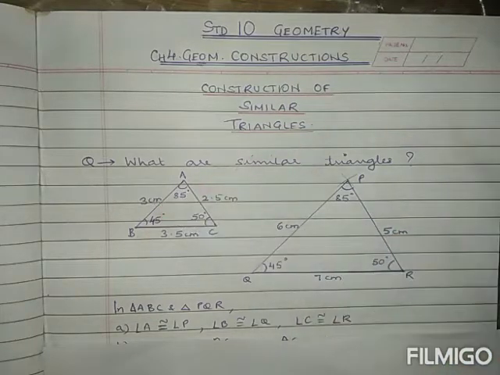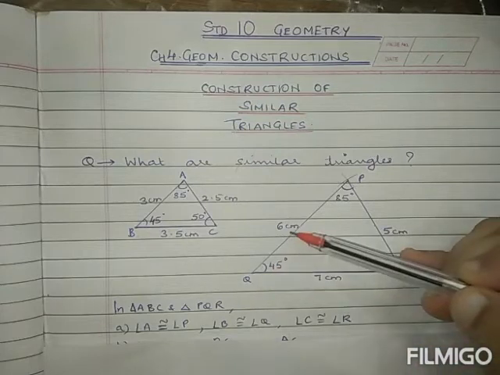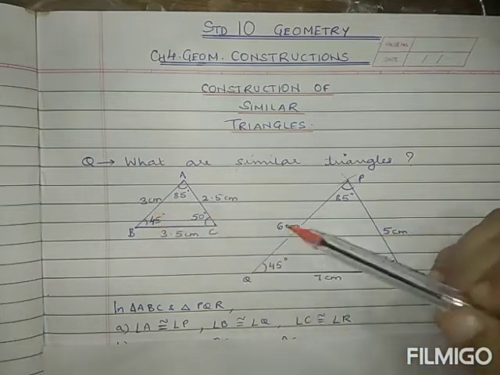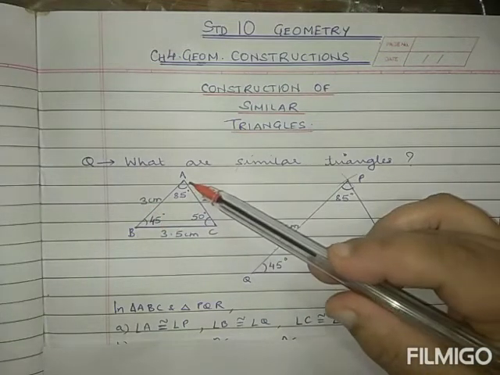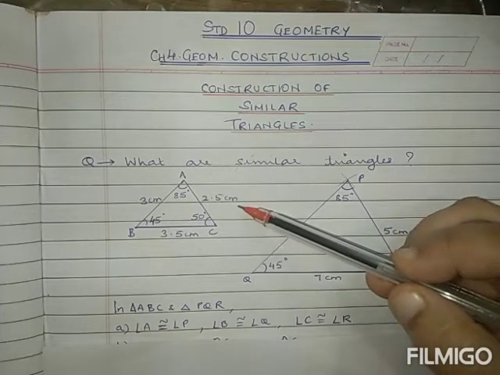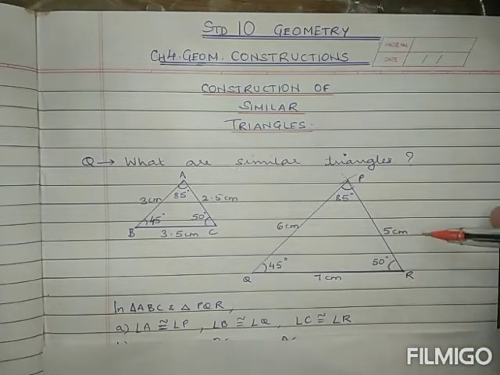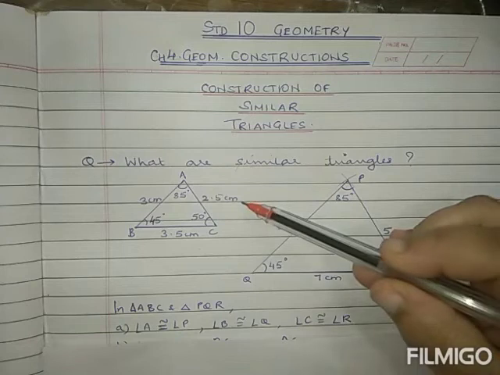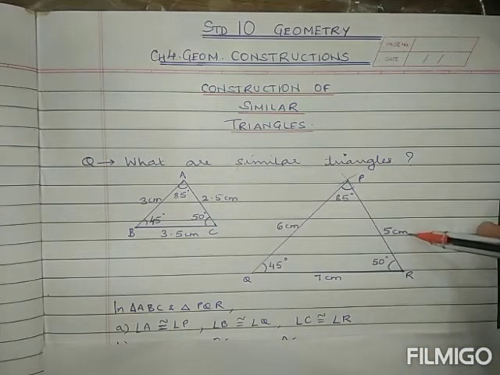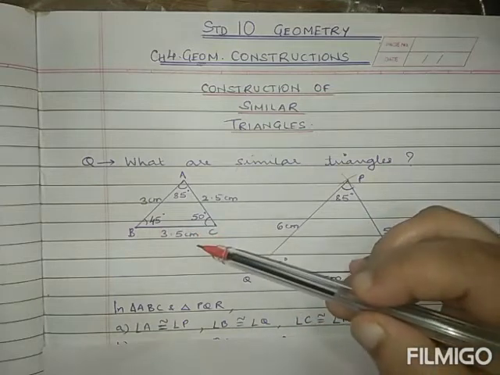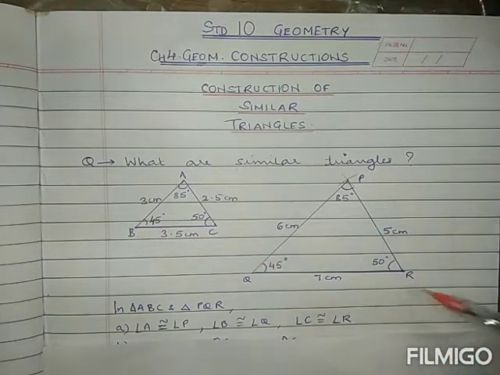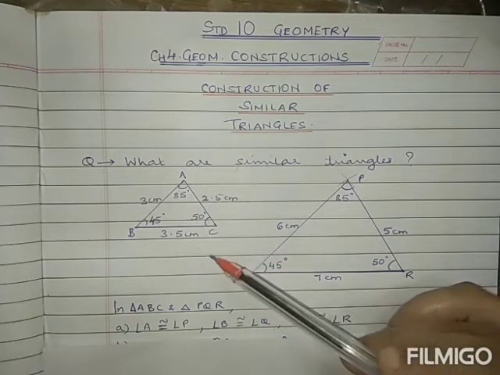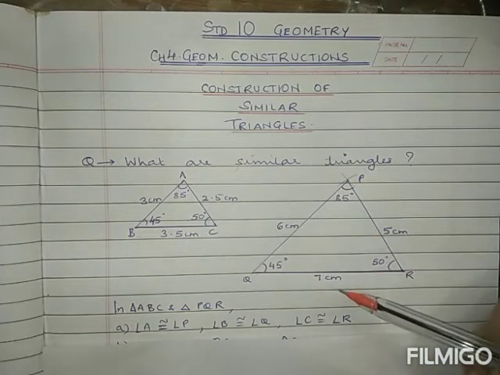AB measures 3 centimeters. PQ measures 6 centimeters. 3 and 6. So 3 is half of 6. AC measures 2.5 centimeters and PR measures 5 centimeters. 2.5 and 5. So 2.5 is half of 5. BC measures 3.5 centimeters and QR measures 7 centimeters. 3.5 and 7. So 3.5 is half of 7.